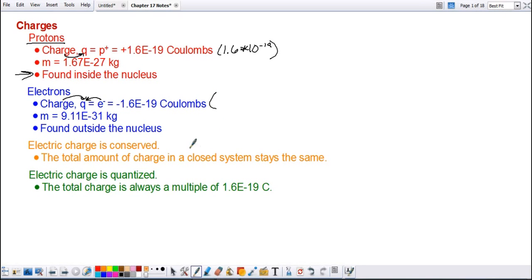And when we start doing this, we're going to abbreviate coulombs with the letter C, okay? Just like we abbreviate kilograms with kg. So we're not going to write the whole word out. You might also remember the mass of an electron. It's 9.11 times 10 to the negative 31st kilograms, so it's significantly smaller than a proton, less massive. And it is found outside of the nucleus, okay?